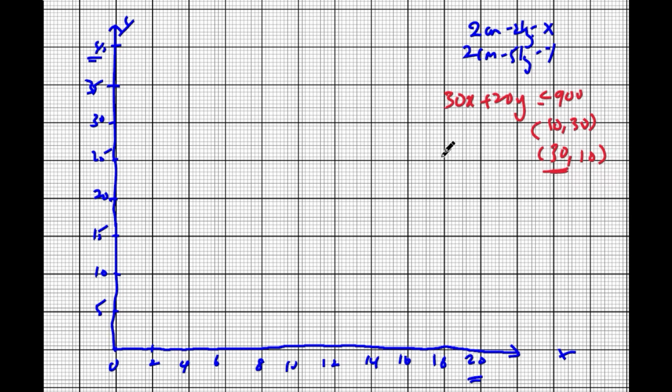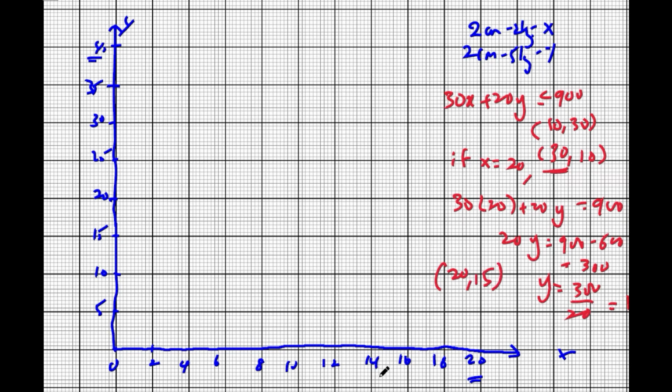So for example, if x is equal to 20, then 30 times 20 plus 20y is equal to 900. So 20y is equal to 900 minus 600, which is equal to 300. Then y is equal to 300 divided by 20, which is equal to 15. So now we get, if x is 20, then y is 15. So we can take this point.